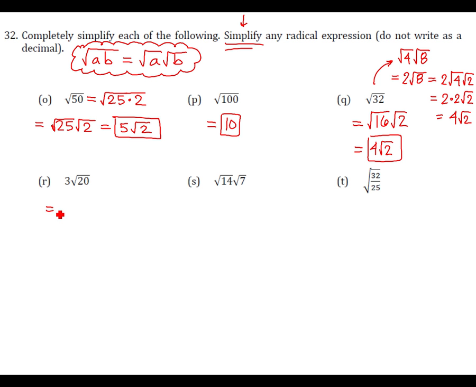Okay, so can we do anything down here? I mean, the 3 makes life a little more interesting, but not very much. I want you to proceed with the root 20 the same way we've been doing. Again, can we think of a nice perfect square that goes into 20?